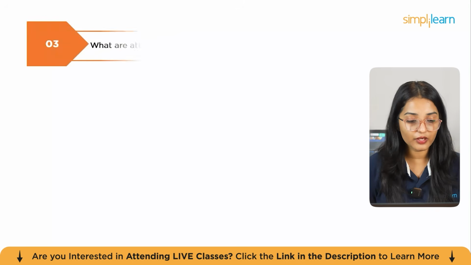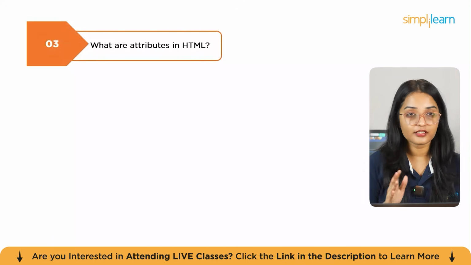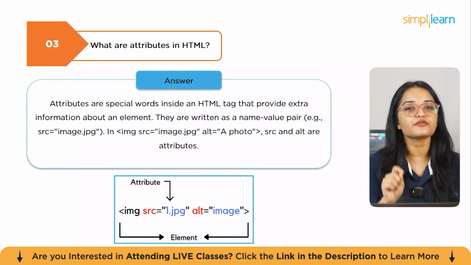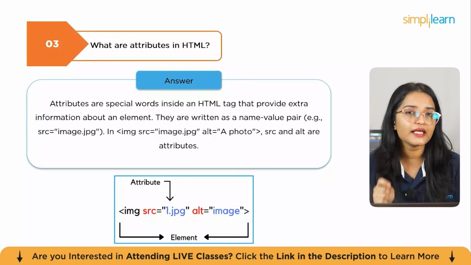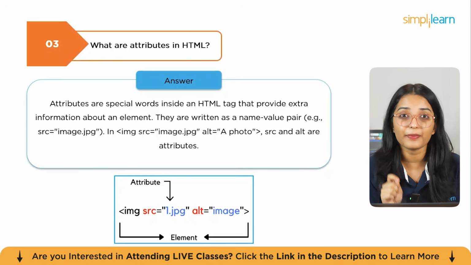Let's move on to a third question. Our third question is, what are attributes in HTML? This is also a really important one. Now, attributes are special words used within an HTML tag to provide additional information or modify the behavior of an element. They're always placed within the opening tag and typically come in a name-value pair format.